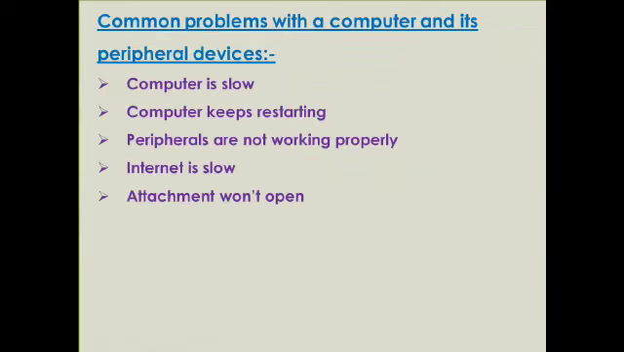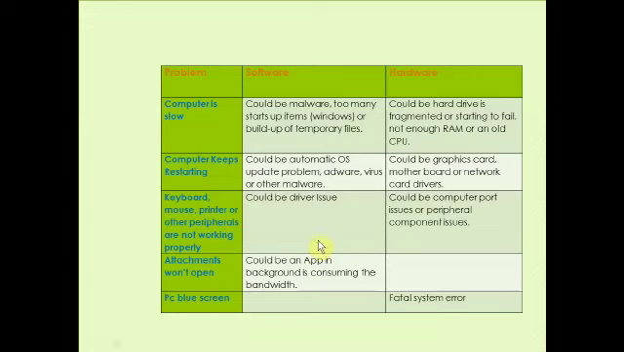We will discuss some common problems which appear before us while working on a computer. That is, computer is slow, computer keeps restarting, peripherals are not working properly, internet is slow, attachment won't open. These are the common problems we face while working with an application or on a computer. These problems are sometimes related to hardware and sometimes related to software. Let us see which problems are related to hardware and which are related to software, and what type of problems they are.